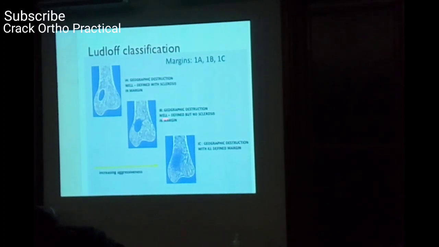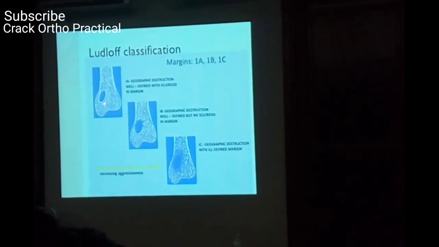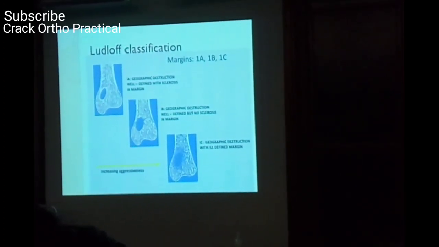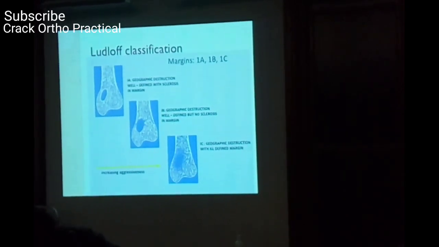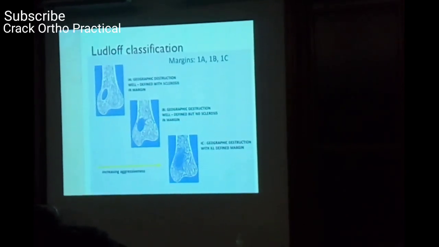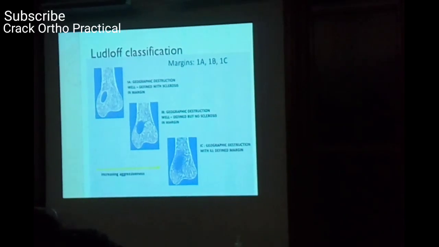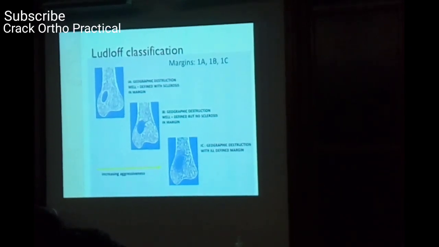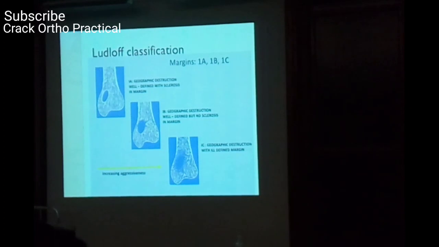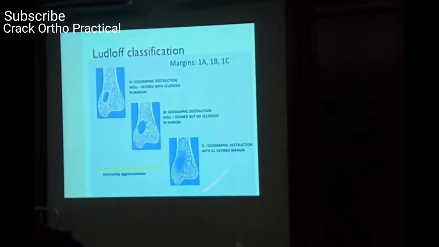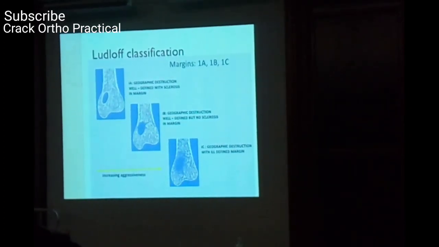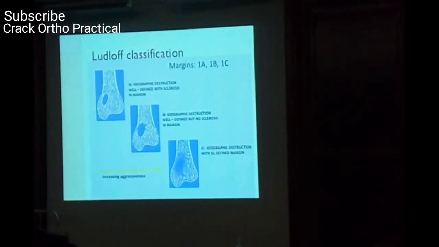So geographic distribution is a very well-defined lesion with a sclerotic margin. That is 1A by the Lodwick classification. 1B is a well-defined margin but doesn't have the sclerotic margin which is seen in 1A. 1C is still a well-defined margin, but the zone of transition is not as narrow as it is in 1A or 1B.